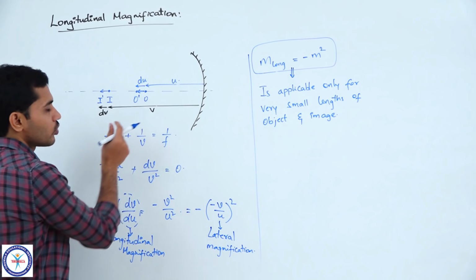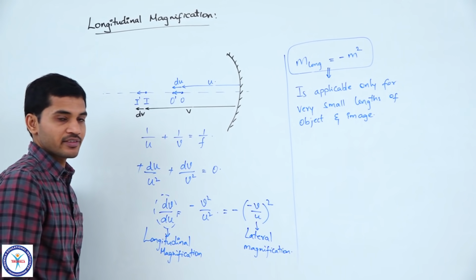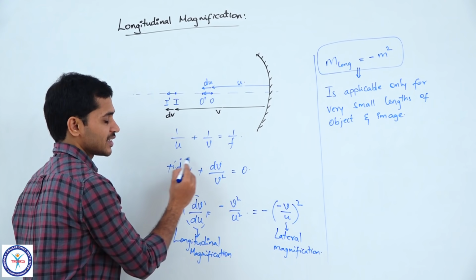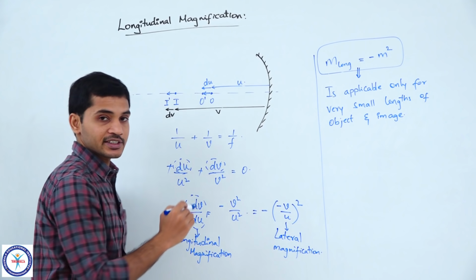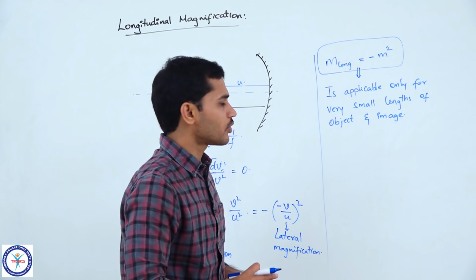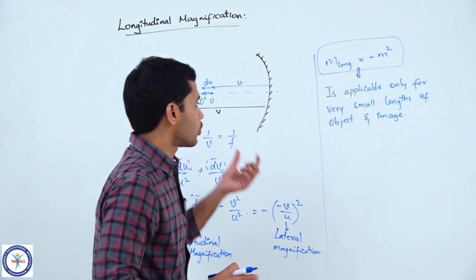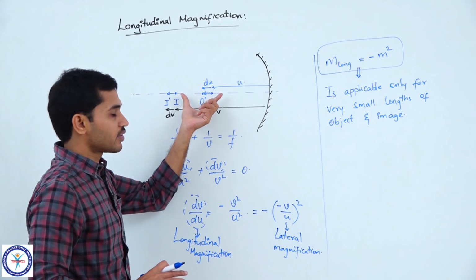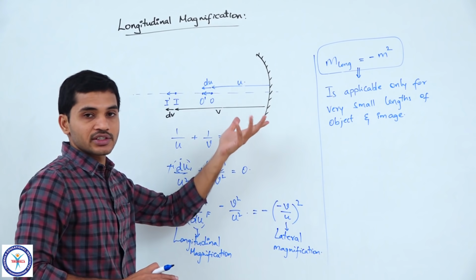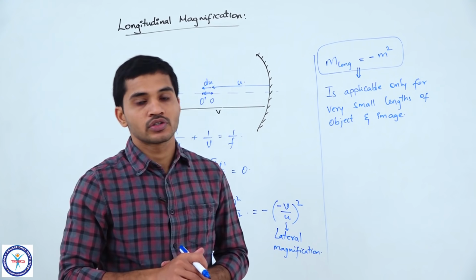It is applicable only for very small objects, and that is what we have used in the derivation also. You can see that all these are infinitesimal lengths, du is an infinitesimal length, dv is an infinitesimal length. Now, you may get a doubt: how do we do it for an extended object, if the object has a sufficiently long size, comparable to the mirror's dimensions? In such a scenario, how do we find magnification? We will see that now.